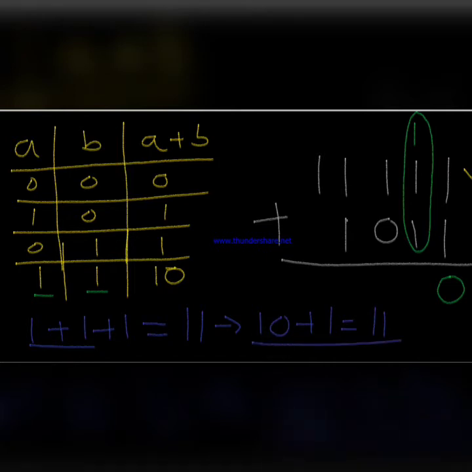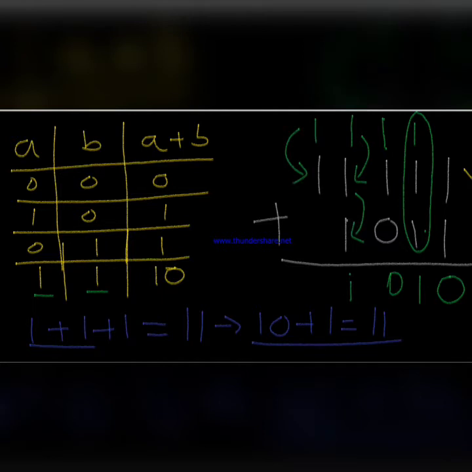So, let's see. 1 plus 1, 10 plus 1, 11. 1 here and 1 carry forward. Now again, 1 plus 1, 10. 10 plus 0, 10. Carry forward. 1 plus 1, 10. And 10 plus 1, 11. Again, carry forward. 1 plus 1 will be 10. So this is how the binary addition works.